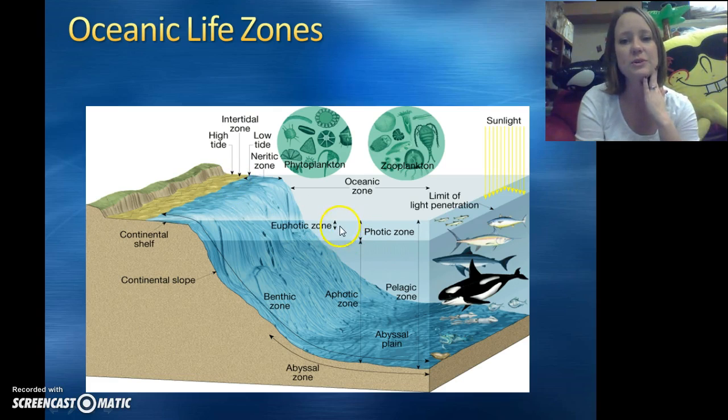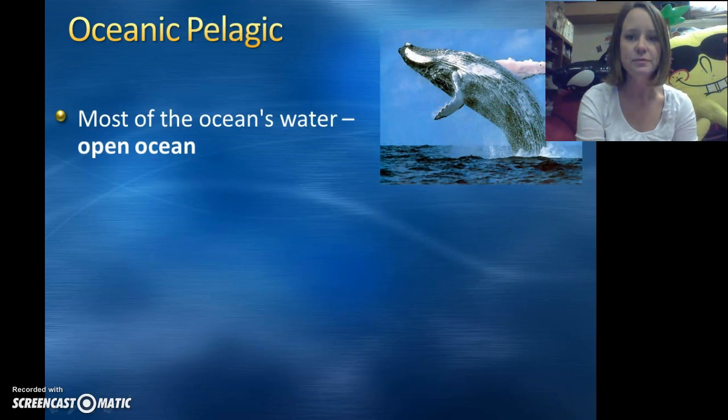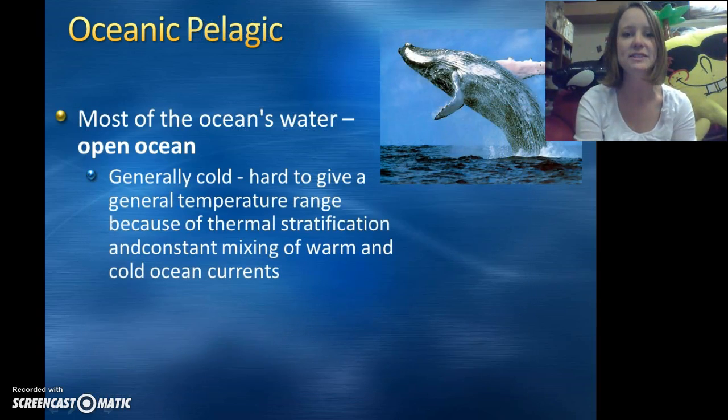The euphotic zone or photic zone is where the light extends. That goes down to about 300 meters. The benthic zone is anywhere along the bottom of the ocean. The abyssal plain is that deep ocean floor. Then the pelagic zone is the open ocean where we have most of our large fish. So most of the ocean is the pelagic. That's the ocean water, that open ocean.